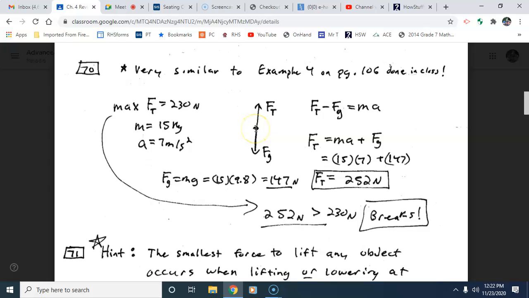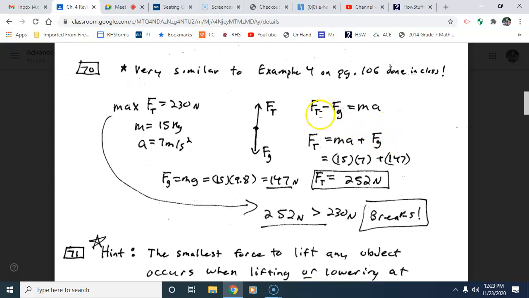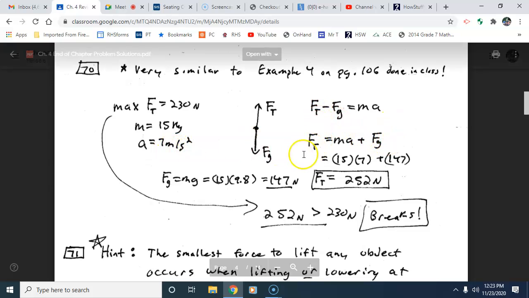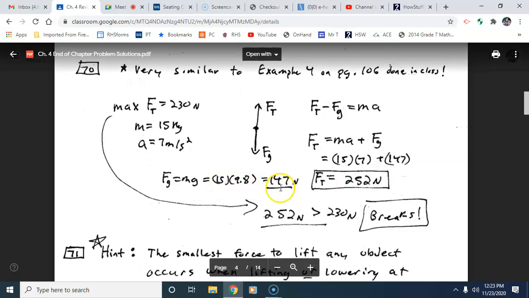Free body diagram, tension's up, weight's down. Mass is given, therefore we can find the weight. So if mass is 15 kilograms, we take it times g. Right here I did it to find the weight. So the weight is 147 newtons. Setting up Newton's second law is the up force minus the down force on the y-axis. That equals ma. A was given as 7 meters per second squared. That's what I yank up on it with, that acceleration. Finding the actual tension based on that acceleration, which means add weight to this side. It's going to be 15 times 7, the mass times the a, plus the 147, the weight. And you get 252 newtons.